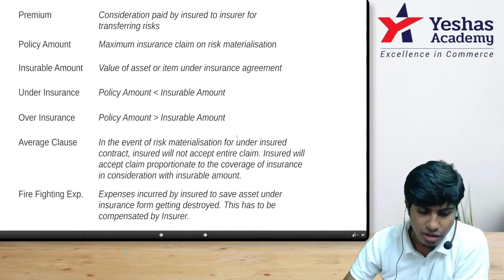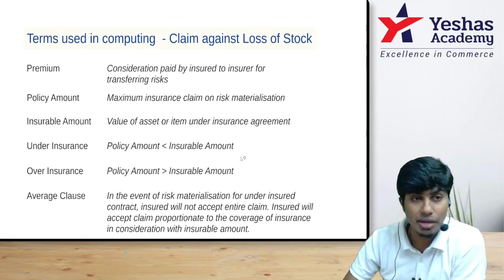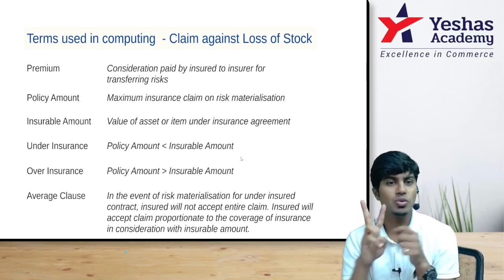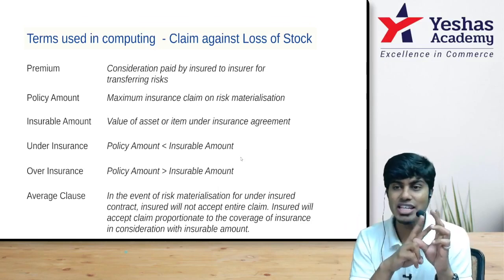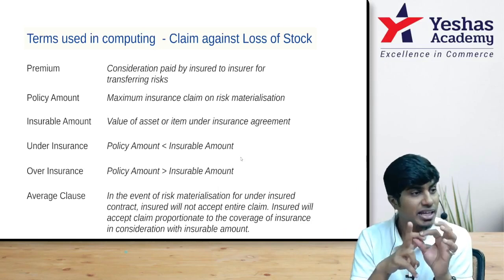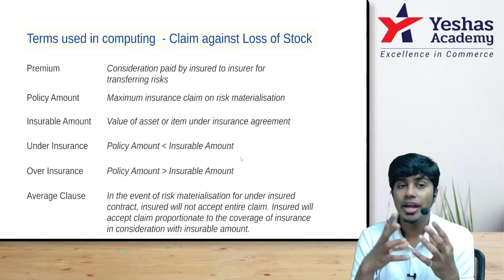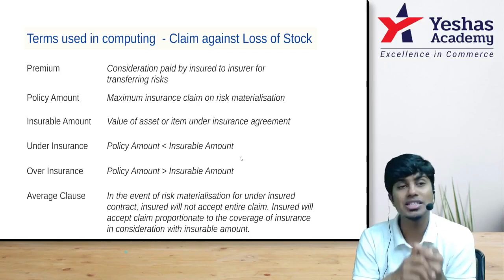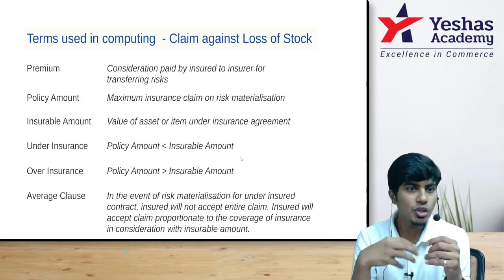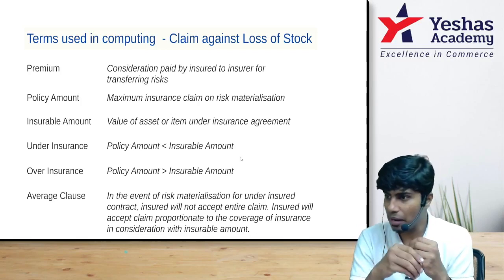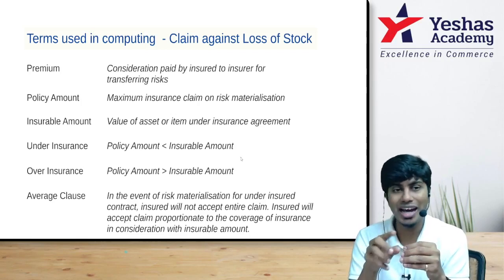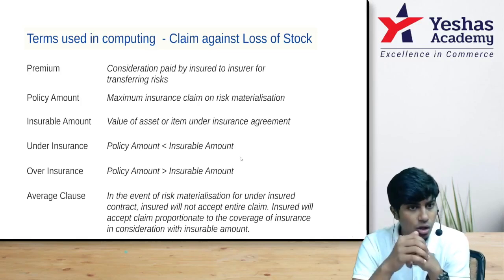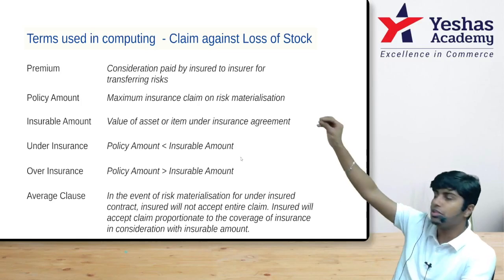Okay, concentrate. First one is called premium. Premium is the amount. Okay, there are two parties. One is the insured, the second one is the insurer. The insured is a person who's transferring the risk. The insurer is the insurance company who's taking the risk. You have stock. You are the interested party. You are the insured. The insurance company is the insurer. What you do is you pay premium to the insurance company.